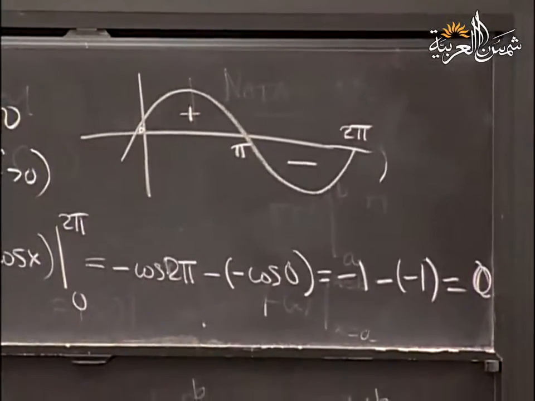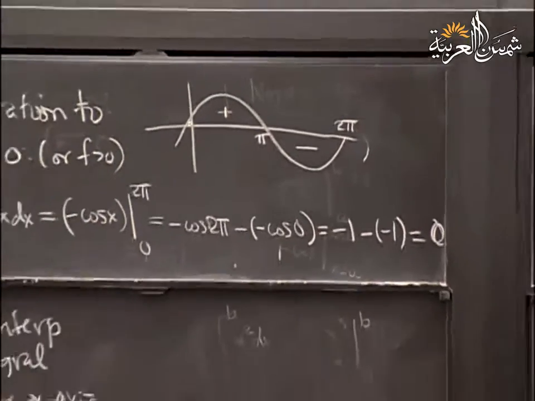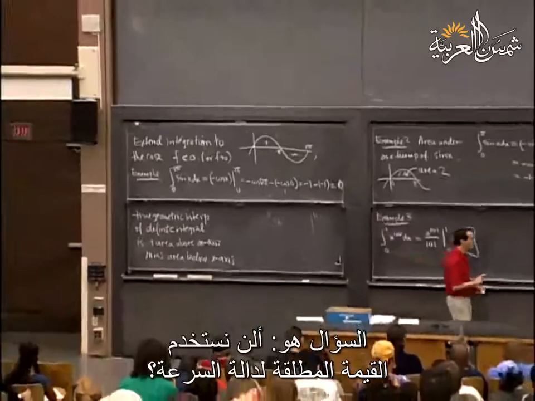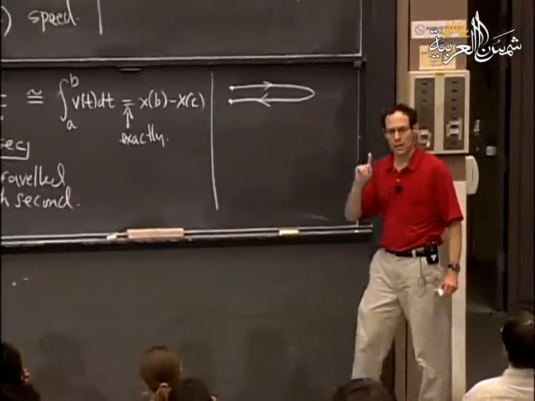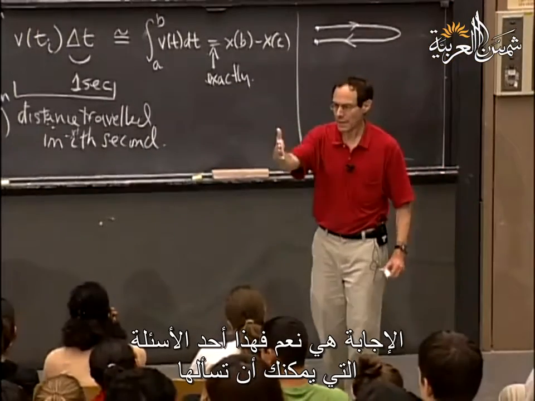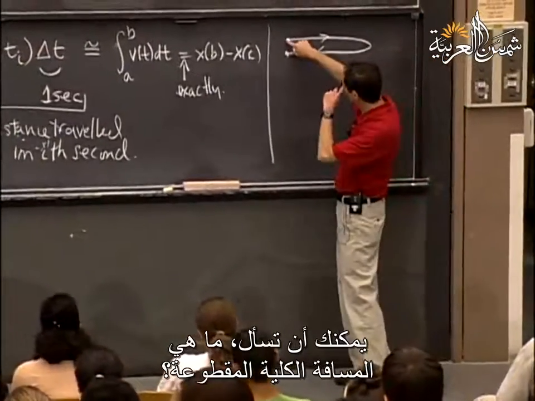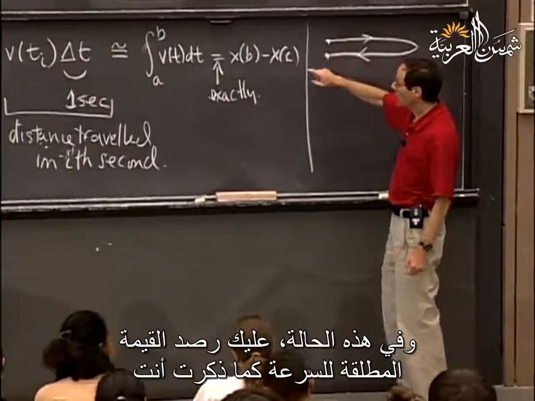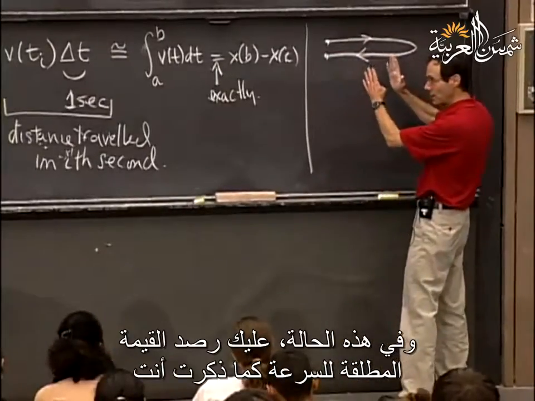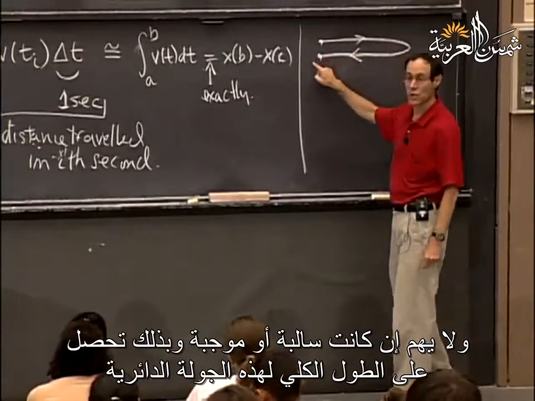Just to ask, isn't this the absolute value of the velocity function? Right. So the question was, wouldn't the absolute value of the velocity function be involved? The answer is yes. One question you could ask is, what's the total distance traveled? And in that case, you would keep track of the absolute value of the velocity, whether it's positive or negative, and then you get the total length of this curve here.